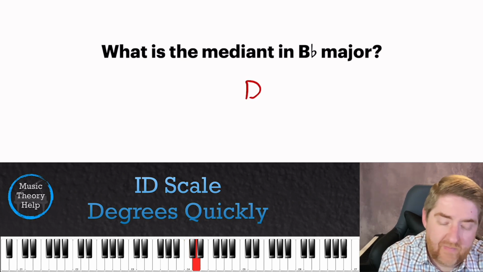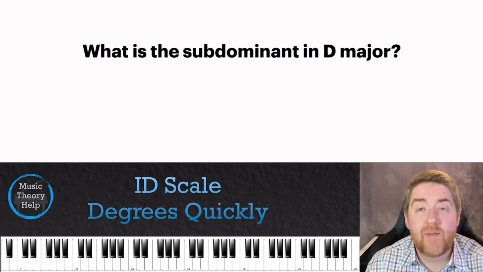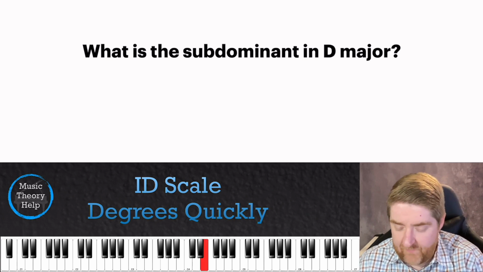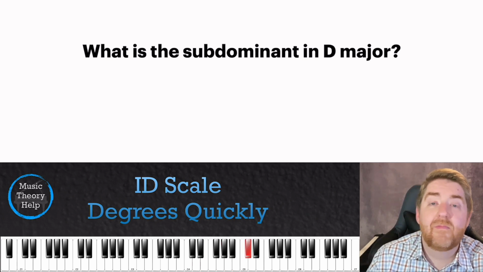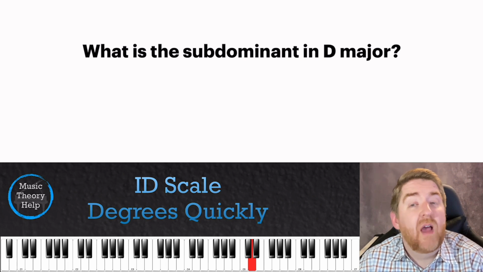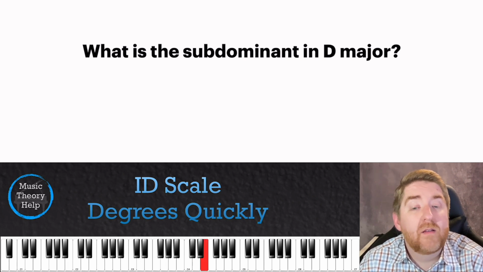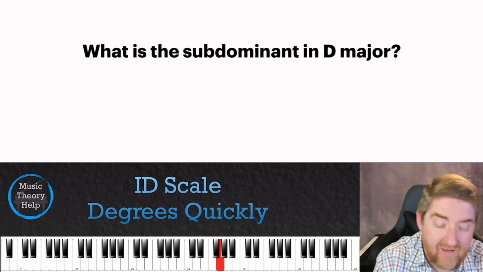D. What is the subdominant in D major? Subdominant is scale degree 4. 1, 2, 3, 4. It's G.